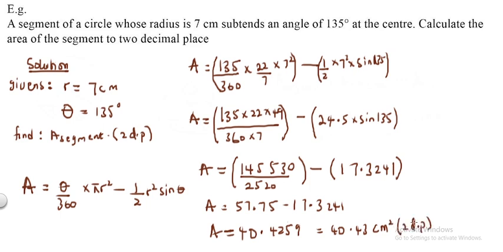So that's it. That's how to calculate the perimeters and areas of sectors, segments, and a circle as a whole.